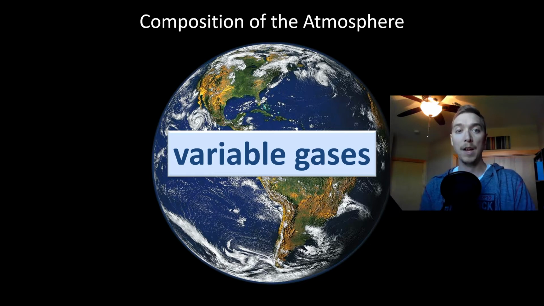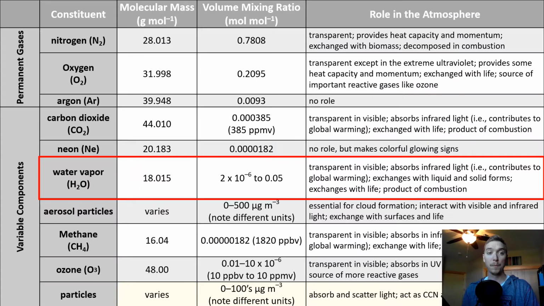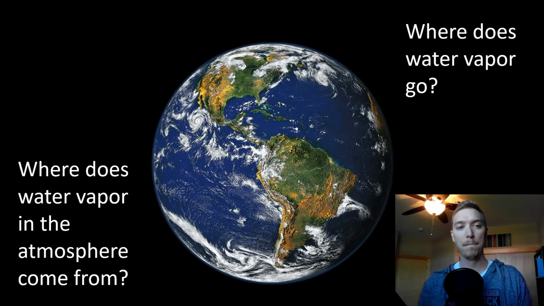So now moving into some of our variable gases. Start off with water vapor. It absorbs infrared light, contributes to global warming. Also, it exchanges with liquid and solid forms, exchanges with life. We need it. And it is also a product of combustion. Where does water vapor in the atmosphere come from? Where does it go?